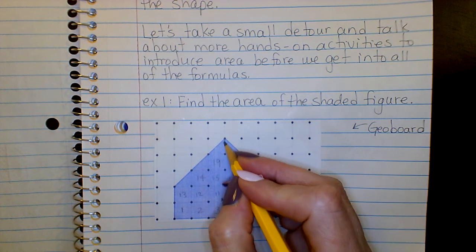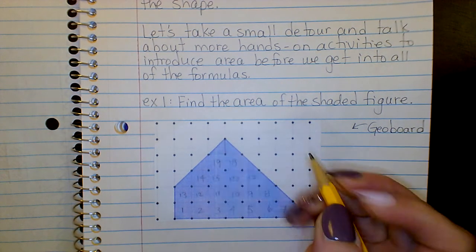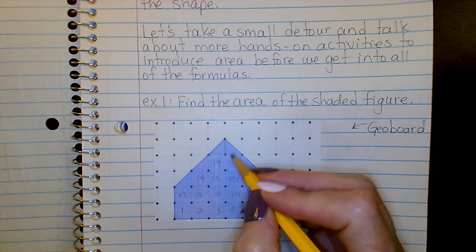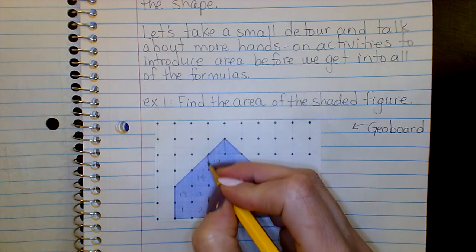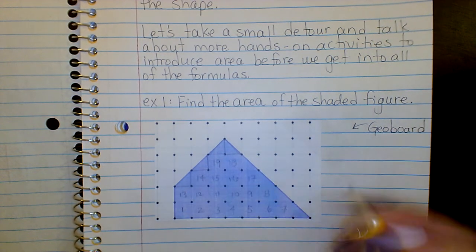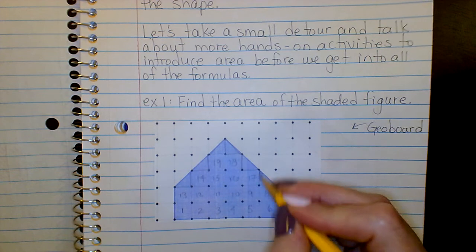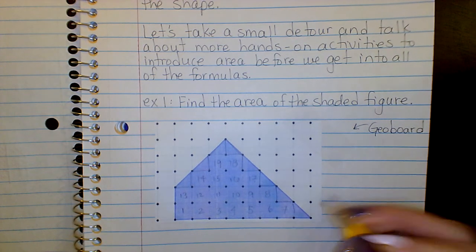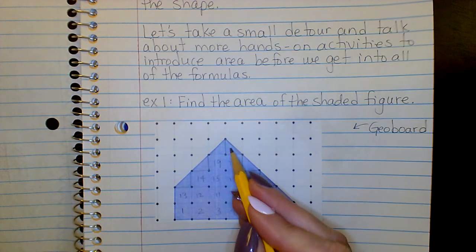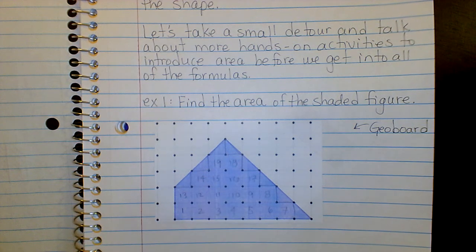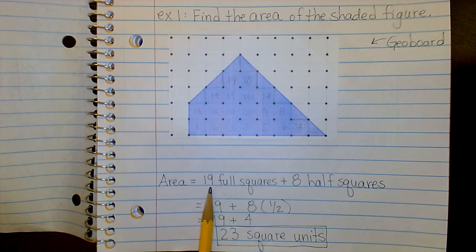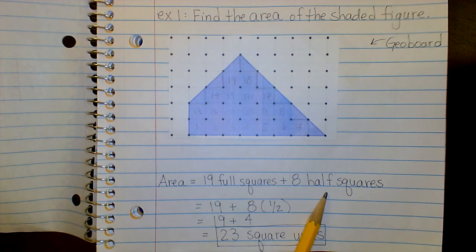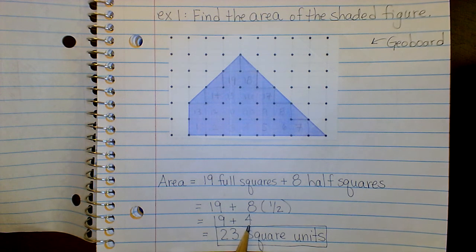Now we have a bunch of partial squares as well. Right here we have half of a square. Right here we have half of a square. There's another half of a square, another half, another one, and yet another one. So we have 1, 2, 3, 4, 5, 6, 7, 8 half squares. That gives us a total of 19 full squares and 8 half squares. The 8 half squares give us 4 more squares to add to the 19, so that's 23 square units.